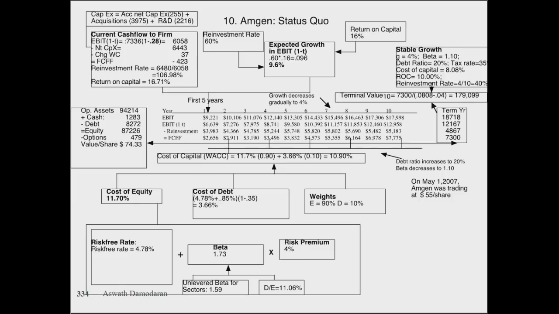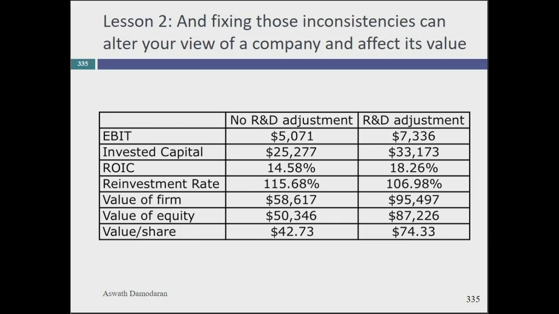So if I don't capitalize R&D, I'm going to go back to the original accounting numbers. So income will be down, but my returns on capital will be higher. So my value of growth will be higher, right? So the net effect might cut both directions. In this case or in all cases? Okay, so I'll show you what happens in this case.